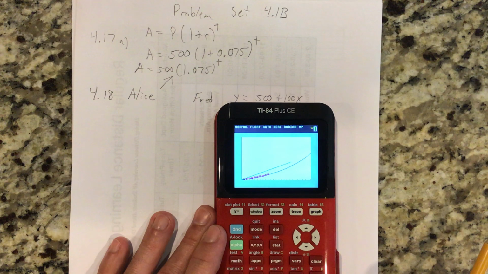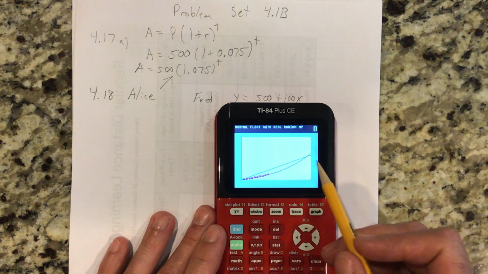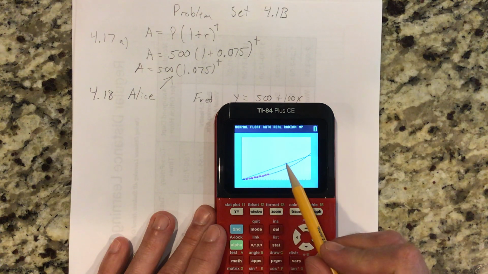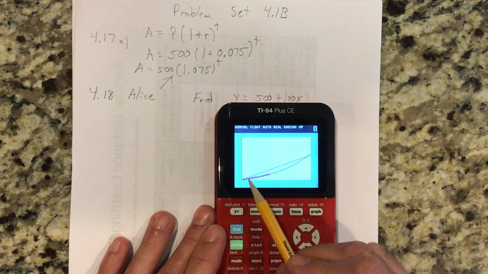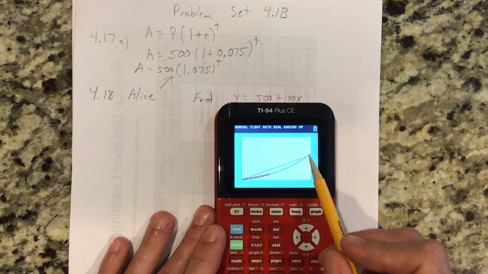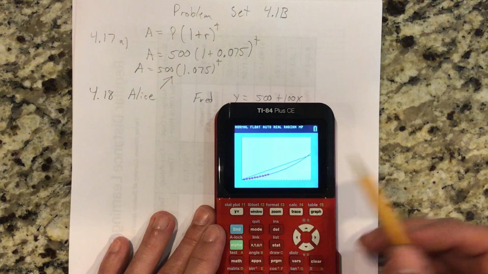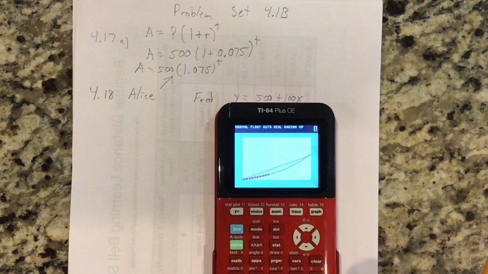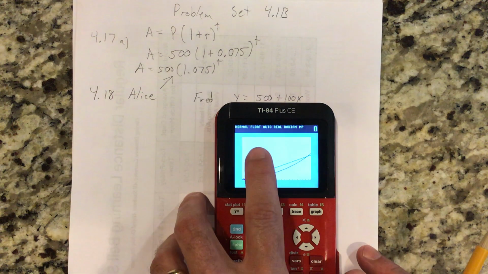So you can see what happens somewhere over here, right? That linear growth, it stays nice and straight. But that exponential growth, it's curving, it's concave up. So it keeps accelerating and accelerating and accelerating. And somewhere over here, Alice actually passes Fred, right? Her investment actually makes her more money, even though she only put $500 in, and that was it. She never added any more money, okay? So let's see, after 25 years, who's gonna have more money?